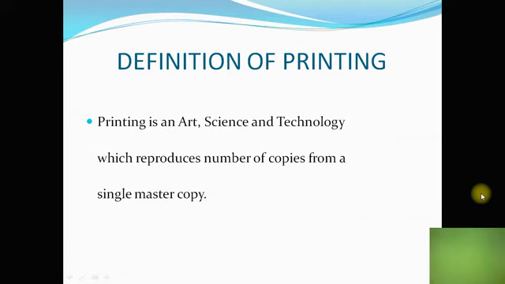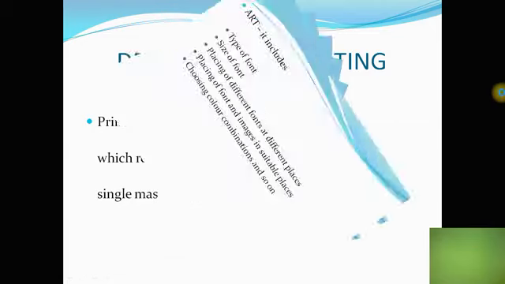Initially we learned about printing, the definition of printing. Printing is an art, science and technology which reproduces a number of copies from a single master copy. If I am giving a definition like this, I have to justify whatever I mention in it. Here I mention printing is an art, and it is a science and also a technology. So I am going to justify this with some examples.